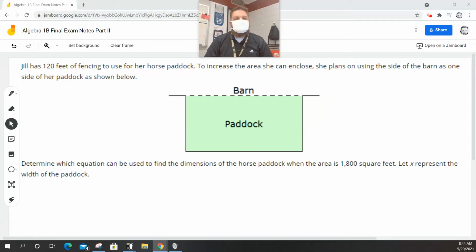All right, so Jill has 120 feet of fencing to use for her horse paddock.